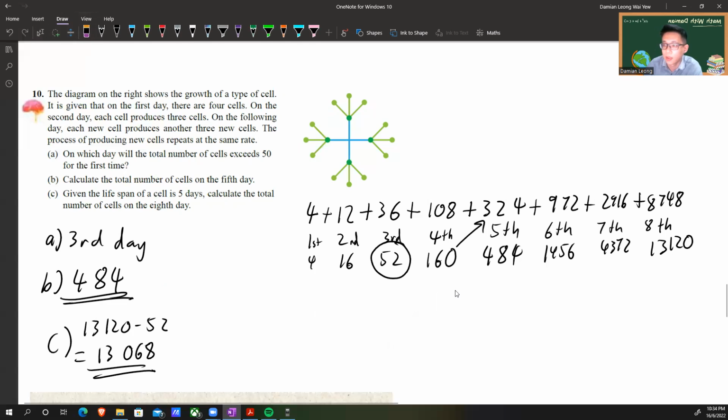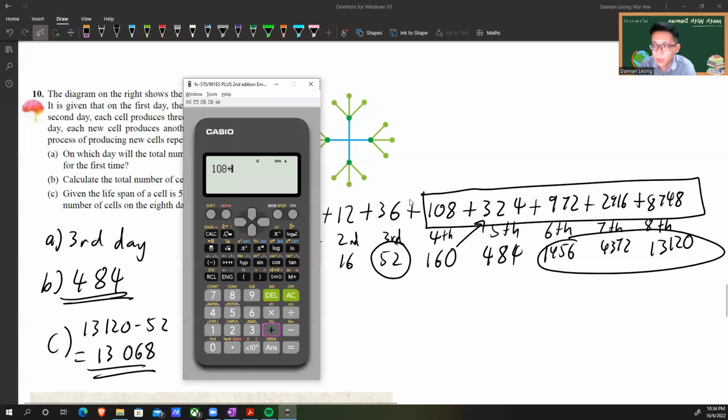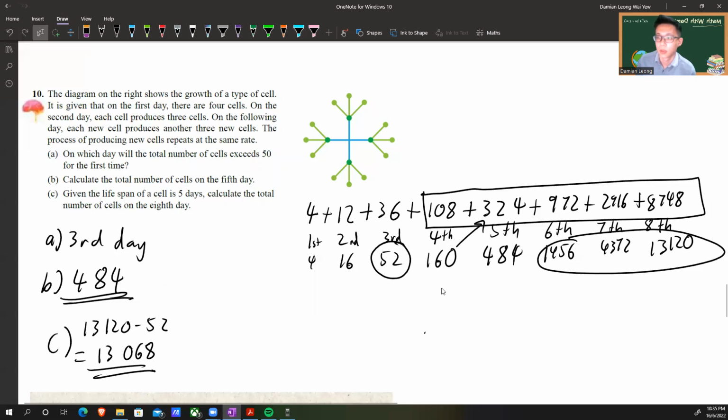So if you don't want to do that, I don't even need to actually count all this. I just need the ones on top. I just add from the 4th day to the 8th day. You can see, if I just add straight, 108 plus 324 plus 972 plus 2916 plus 8748, you can get 13,068. Yeah, either way, I will get the same answer. All right, so that's how it works.